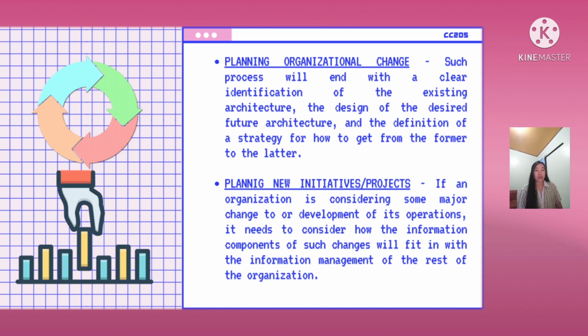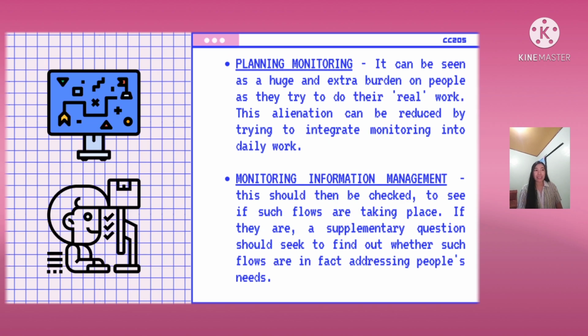Second, planning initiatives or projects. If an organization is considering some major change to or development of its operations, it needs to consider how the information components of such changes will fit in with the information management of the rest of the organization. Third, planning monitoring. It can be seen as a huge and extra burden on people as they try to do their real work. This alienation can be reduced by trying to integrate monitoring into daily work. Fourth, monitoring information management. These flows should then be checked to see if they are taking place. If they are, a supplementary question should seek to find out whether such flows are in fact addressing people's needs.